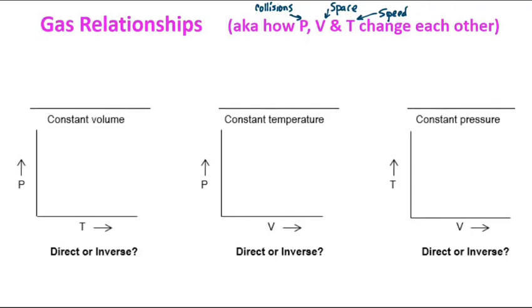So first, at constant volume, so here our volume is not going to be changing. If you look at my axes, temperature is on my x-axis, pressure is on my y-axis. So those are the 2 things that are going to be changing. We're going to leave volume alone for just a second. We're going to try and reason through, if I increase the temperature, what is going to happen to our pressure?